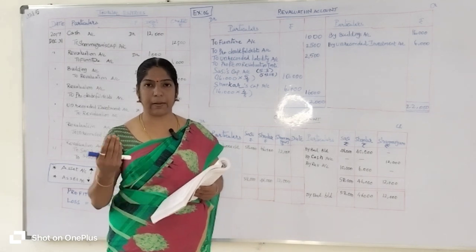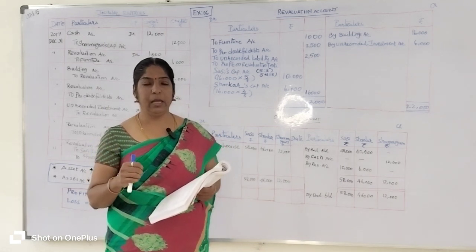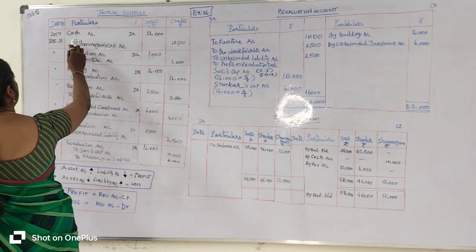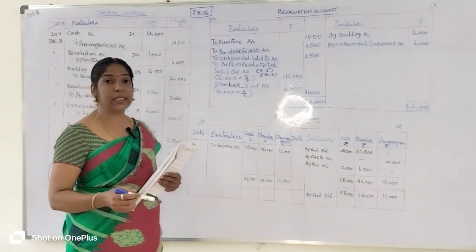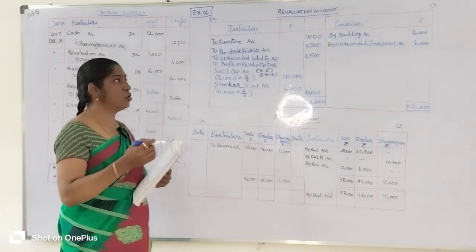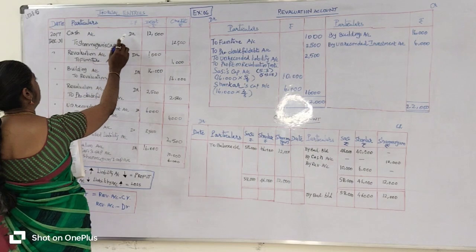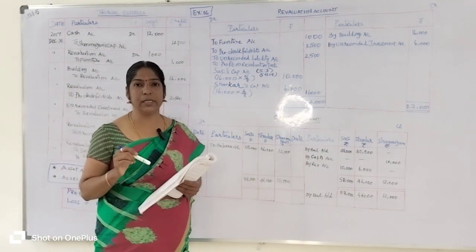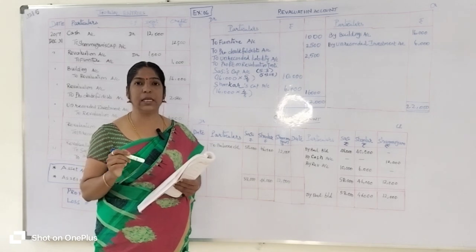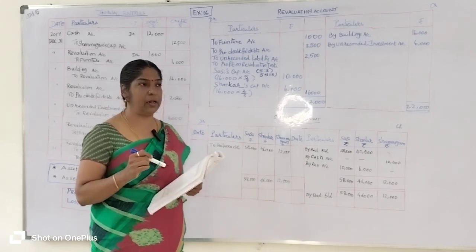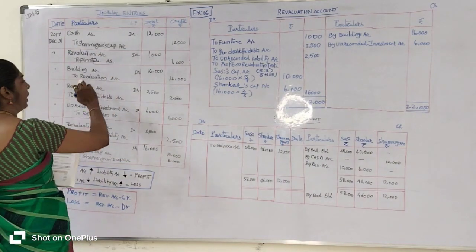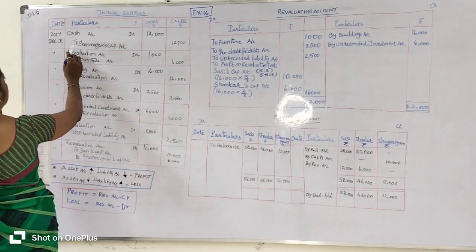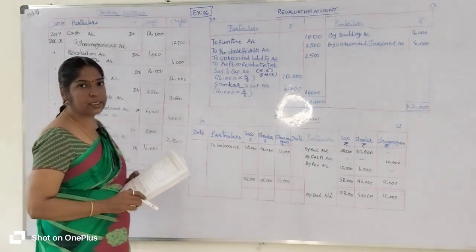So, cash comes into the firm in the name of capital. If the cash comes into the firm, what is the journal entry? Cash account is to be debited because cash is the receiver. So, debit the receiver. Cash account debit 12,000 rupees. Who is the giver? Shanmugam is the giver, because he brings the capital. So, credit the giver. To Shanmugam's capital account 12,000 rupees.